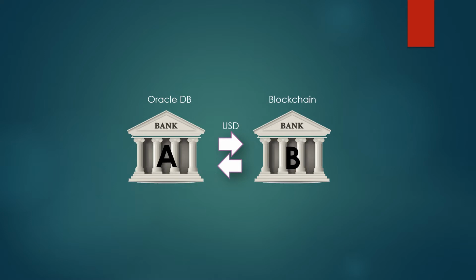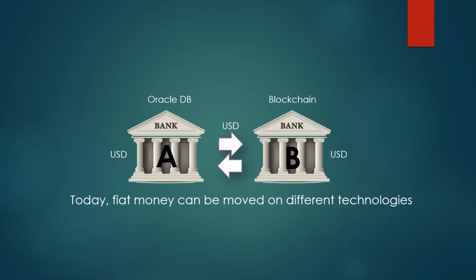a blockchain. So if we move a dollar from bank A to bank B, it remains the same, even if both banks don't have the very same technology. They have different technologies, but the US dollar, in that case, remained the same. So today, fiat money can be moved on different technology. The US dollar is not dependent on any particular technology.